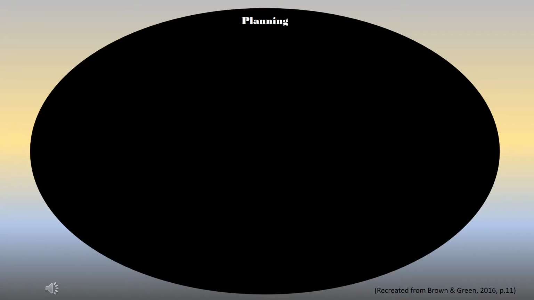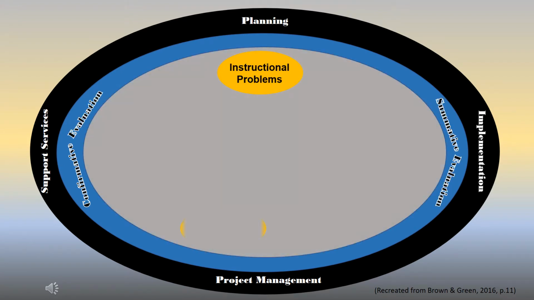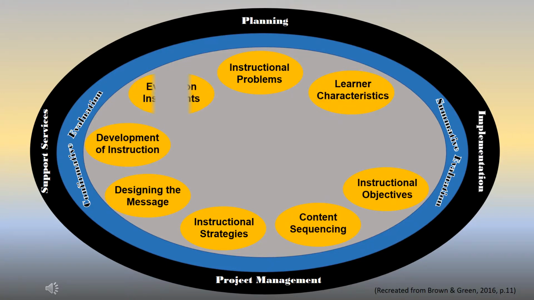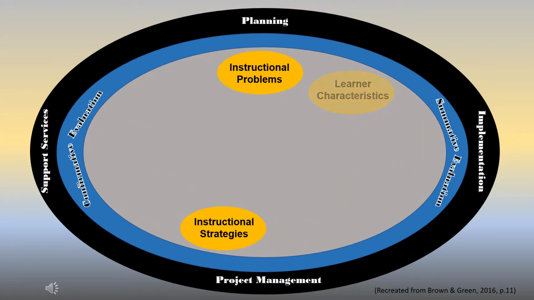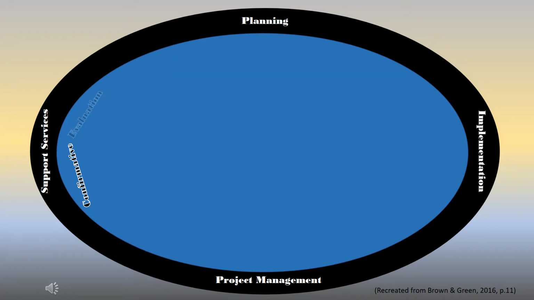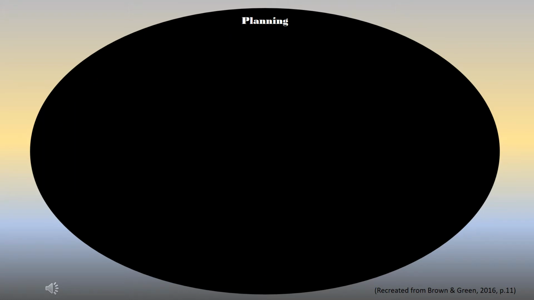Visually, Kemp, Morrison, and Ross present the model with an ovular representation. It is intentional, as unlike other models, there is no specific linear progression. Any of the 9 elements may happen at any time in the instructional design process. The Kemp, Morrison, and Ross design is at its essence an expansion of the ADDIE model. As Brown and Green state, it is intended to guide the instructional designer through the ADDIE process.